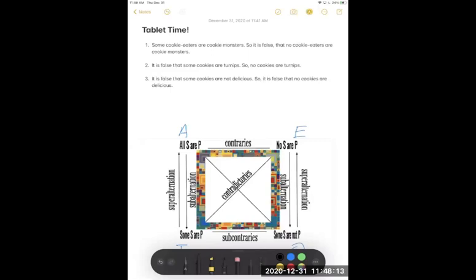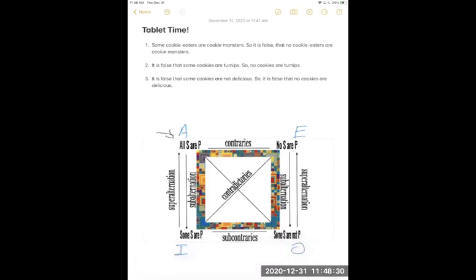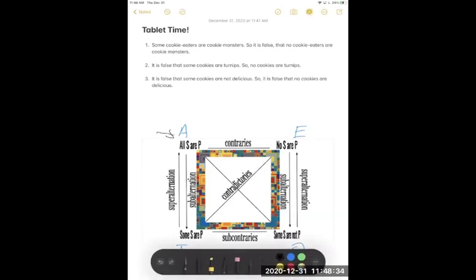Okay, so number one: some cookie eaters are cookie monsters, so it is false that no cookie eaters are cookie monsters. Notice here that we're using our square of opposition, and I'm using S and P: all S are P, no S are P, right? If you look down here, no S are P. I'm using those because I want to make sure that you remember that we're talking about subjects and predicates.